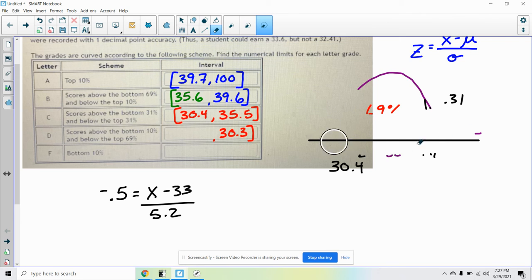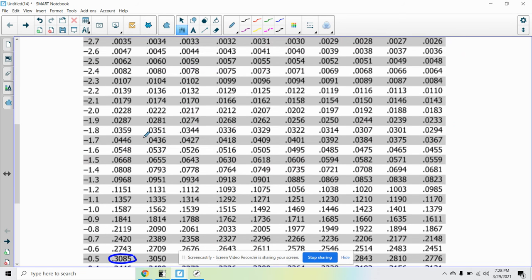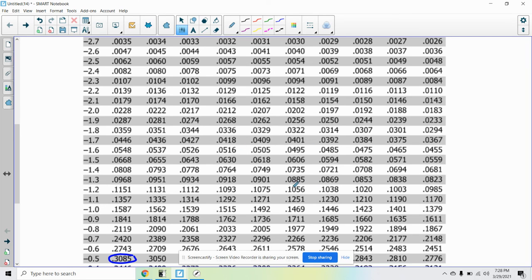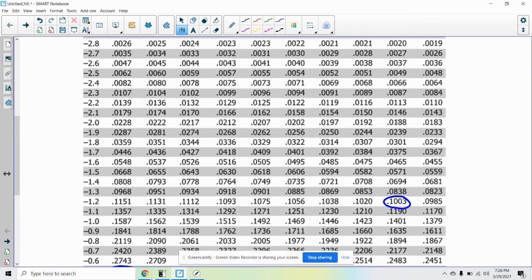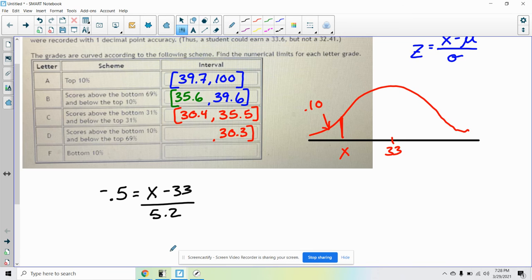So I'm looking for the z-score that cuts off the bottom 10%. So in the z-table again, look up 0.1. How close can we get? 0.1. This looks pretty good to me, right? That is negative 1.28. That makes sense. It's symmetrical. Our answer before was positive 1.28. So this is going to be a z-score of negative 1.28.